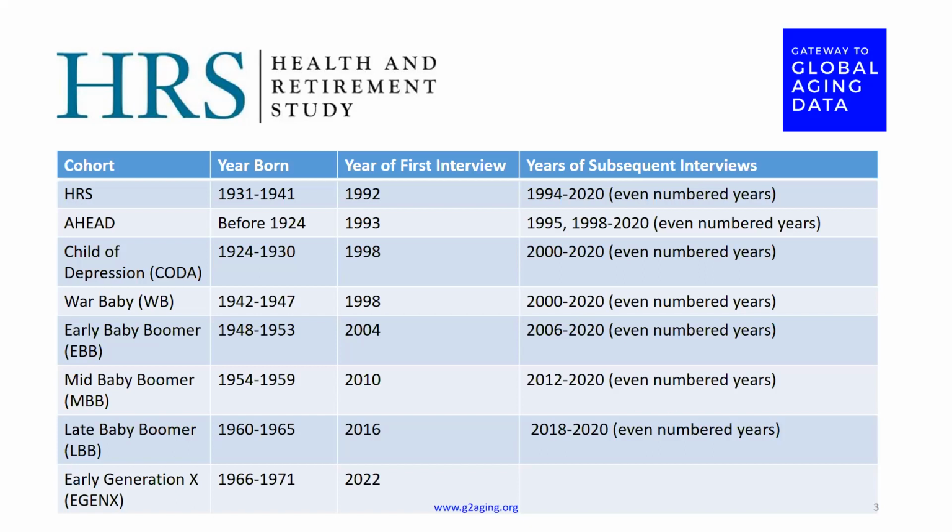Then in 1998, the Child of Depression cohort was added, which included respondents born between 1924 and 1930. The War Baby cohort brought newly age-eligible individuals in 1998 and was followed by the additions of the Early Baby Boomer cohort in 2004, the Mid-Baby Boomer cohort in 2010, and the Late Baby Boomer cohort in 2016. The HRS will also be adding their 8th cohort, Early Generation X, in 2022.